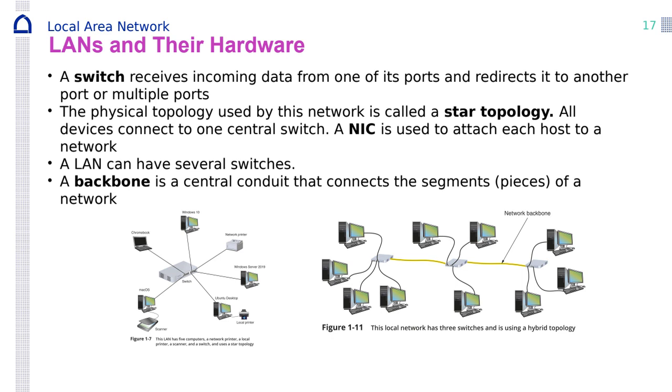If I have more floors, I can have a switch on each floor, and these switches are connected to each other with a cable or connection. We call it the backbone. Like this. Here we have how many switches? Three. And this yellow cable is the backbone cable. Each device should have a NIC card. What is a backbone? It is a central conduit that connects the segments of a network. A conduit is like a cable or pipe.